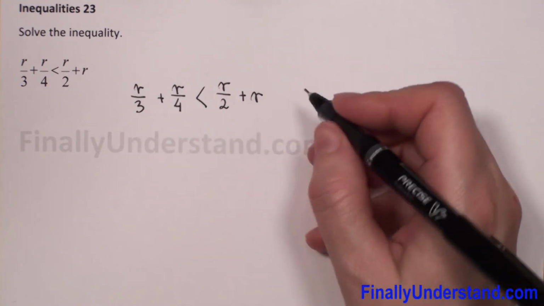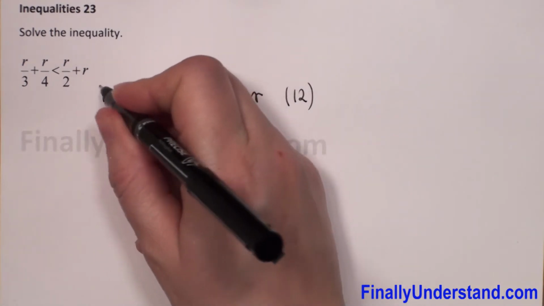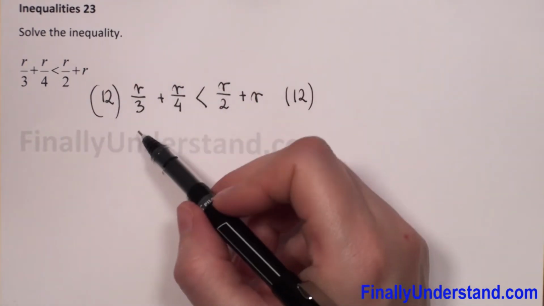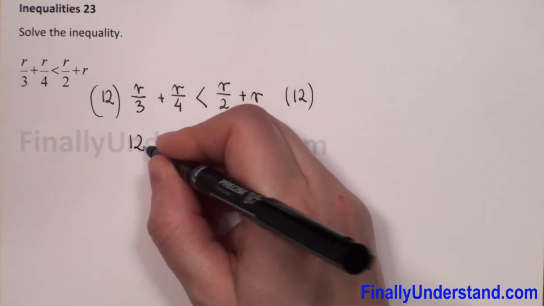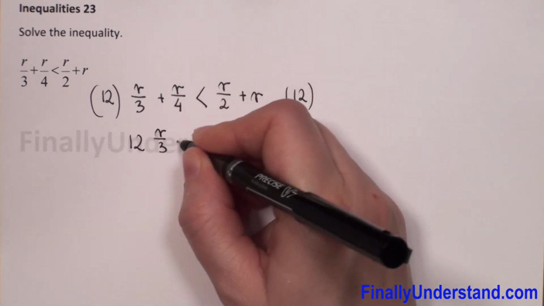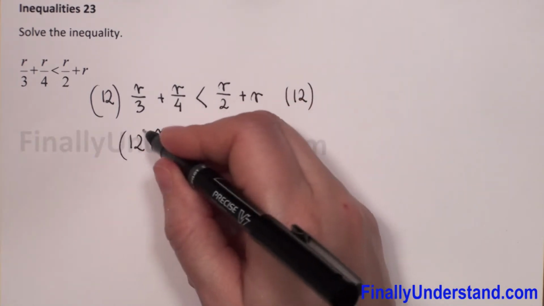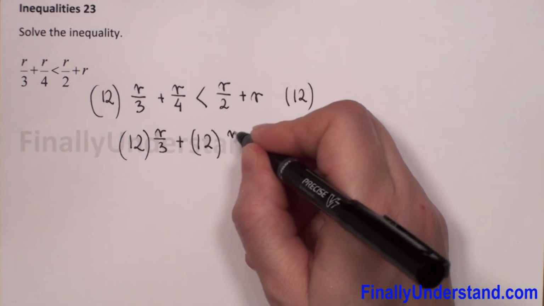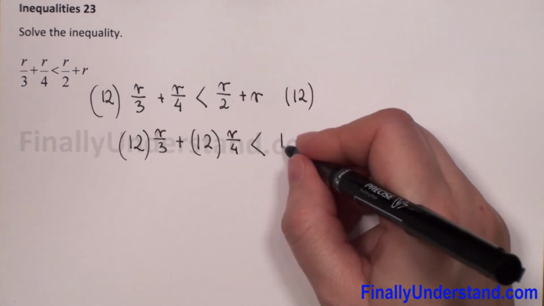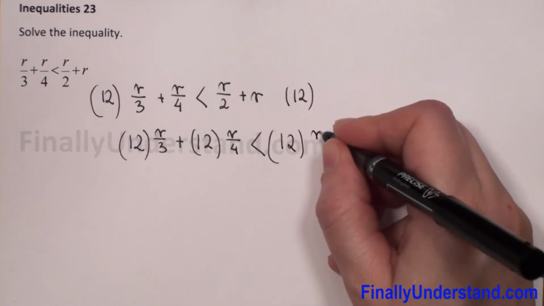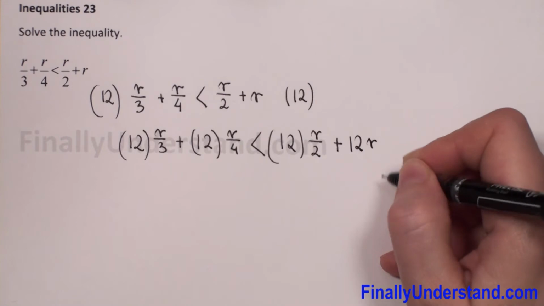It will be 12. So I have to multiply every fraction by 12. So I have 12 times r over 3 plus 12 times r over 4 is less than 12 times r over 2 plus 12r.